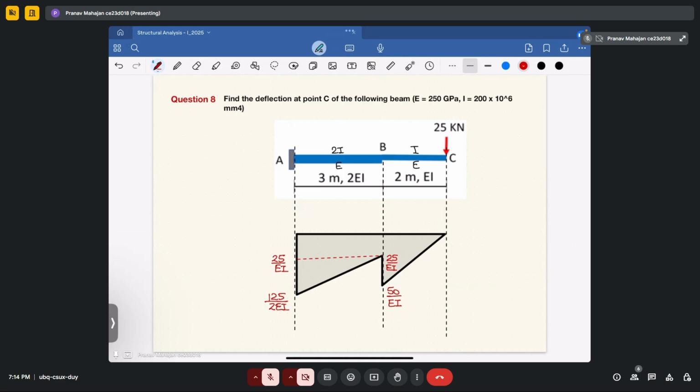Now I have to determine the deflection at point C. So what I will do, I will divide the whole beam into 3 sections. So let's say this is section 1, this is section 2, and this is section 3. Why am I dividing? Because I have to determine the moment of different areas. So if I divide the diagram, then it will be easy for me to determine the moments.